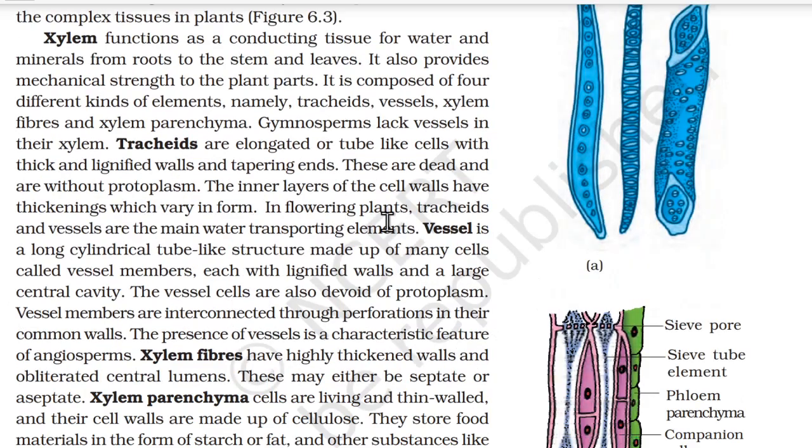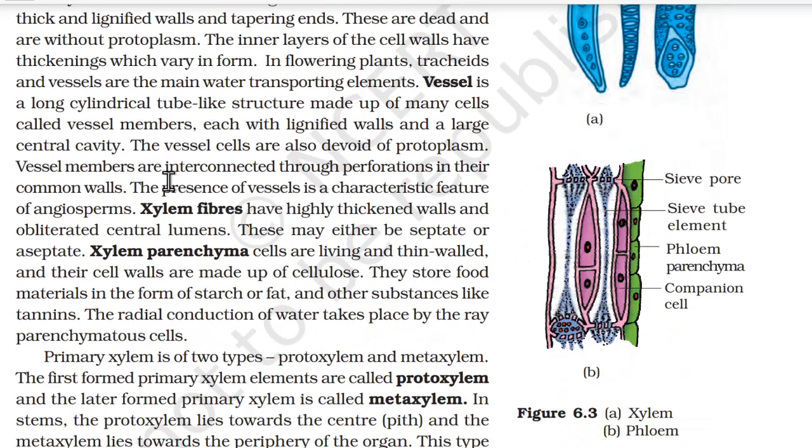In flowering plants, tracheids and vessels are the main water transporting elements. A vessel is a long cylindrical tube-like structure made up of many cells called vessel members, each with lignified walls and a large central cavity. The vessel cells are also devoid of protoplasm. Vessel members are interconnected through perforations in their common walls. The presence of vessels is a characteristic feature of angiosperms.